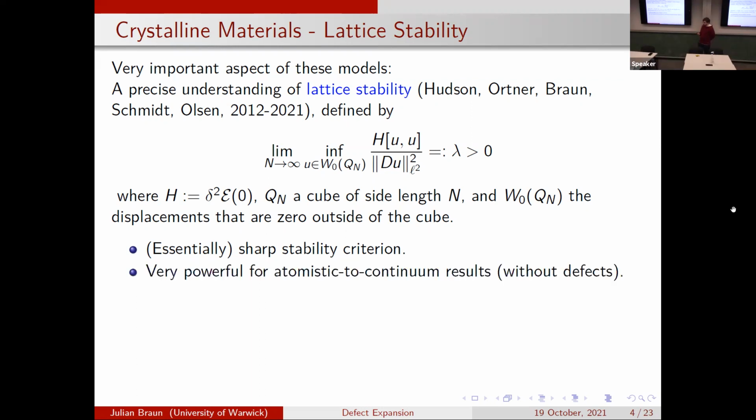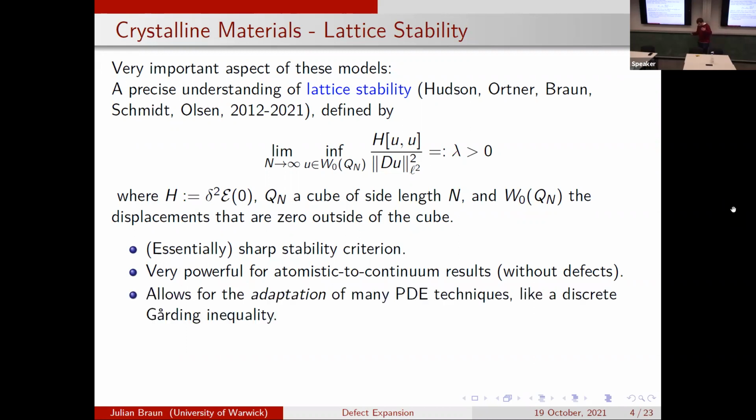For example, it's very powerful for atomistic to continuum results because if you have a Fourier formulation, you can directly identify the continuum by doing the long wave limit. And you can do this for this quantity very nicely. And so there are some papers already that use this very strongly.